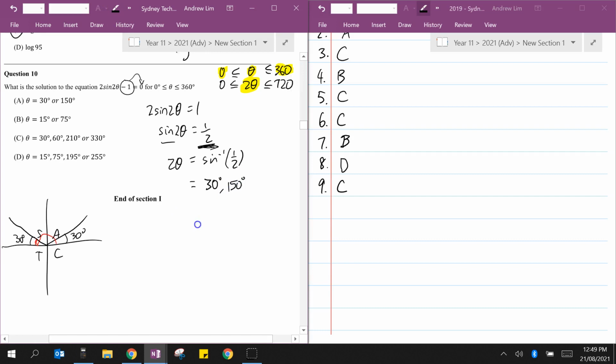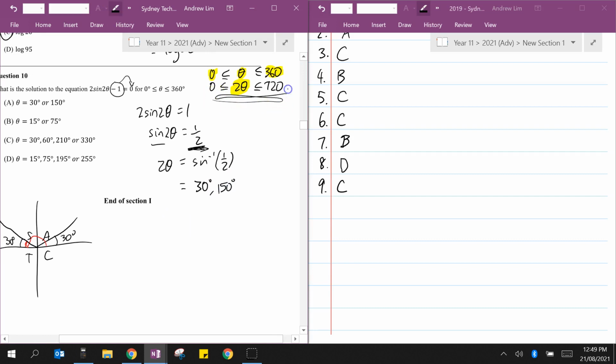And then because of the new domain, we need to add 360 to each of these. So 30 plus 360 is 390. 150 plus 360 should be 510. And therefore theta is equal to, because this is 2 theta, we're going to divide each one of these by 2. 15, 75, 195, and 255. So the answer is D.